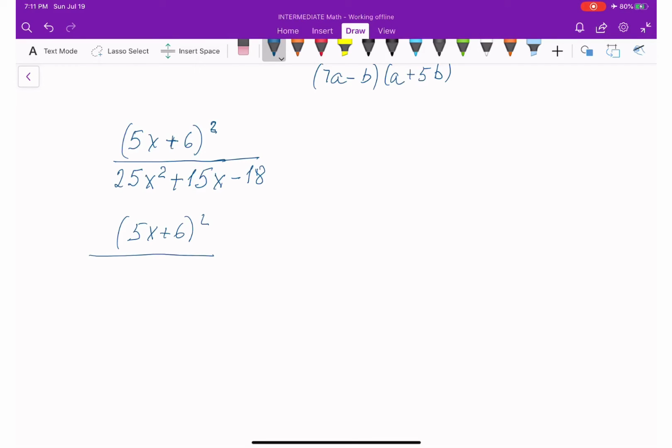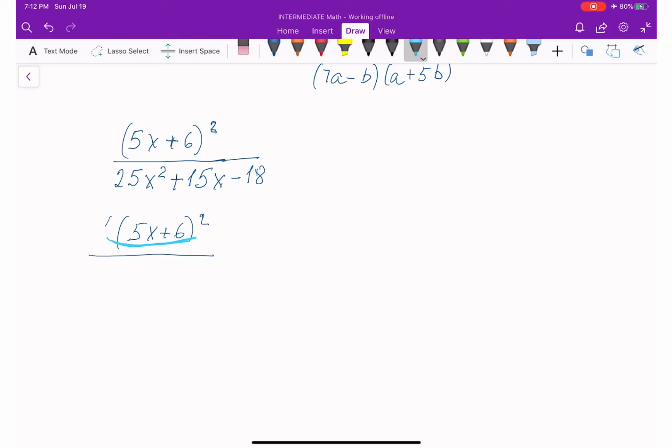Now, looking at the denominator, 25x squared plus 15x minus 18. There is no common factor, obviously, because 18 you can divide by either 3 or 6 or 2 or 9, and none of them divides everything. So we are going to solve, again, 25x squared plus 15x minus 18. Let's check, since in the numerator I have a perfect square, a plus b squared, if the bottom also can be a perfect square.